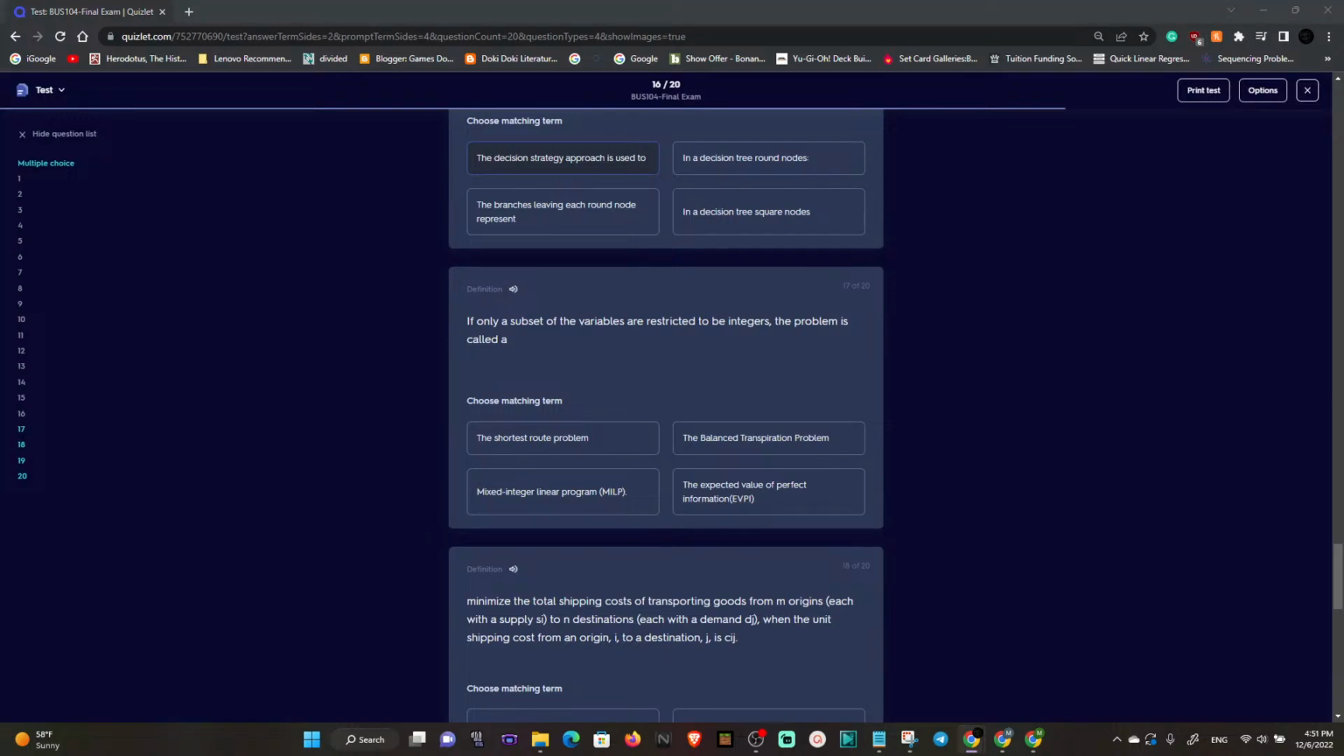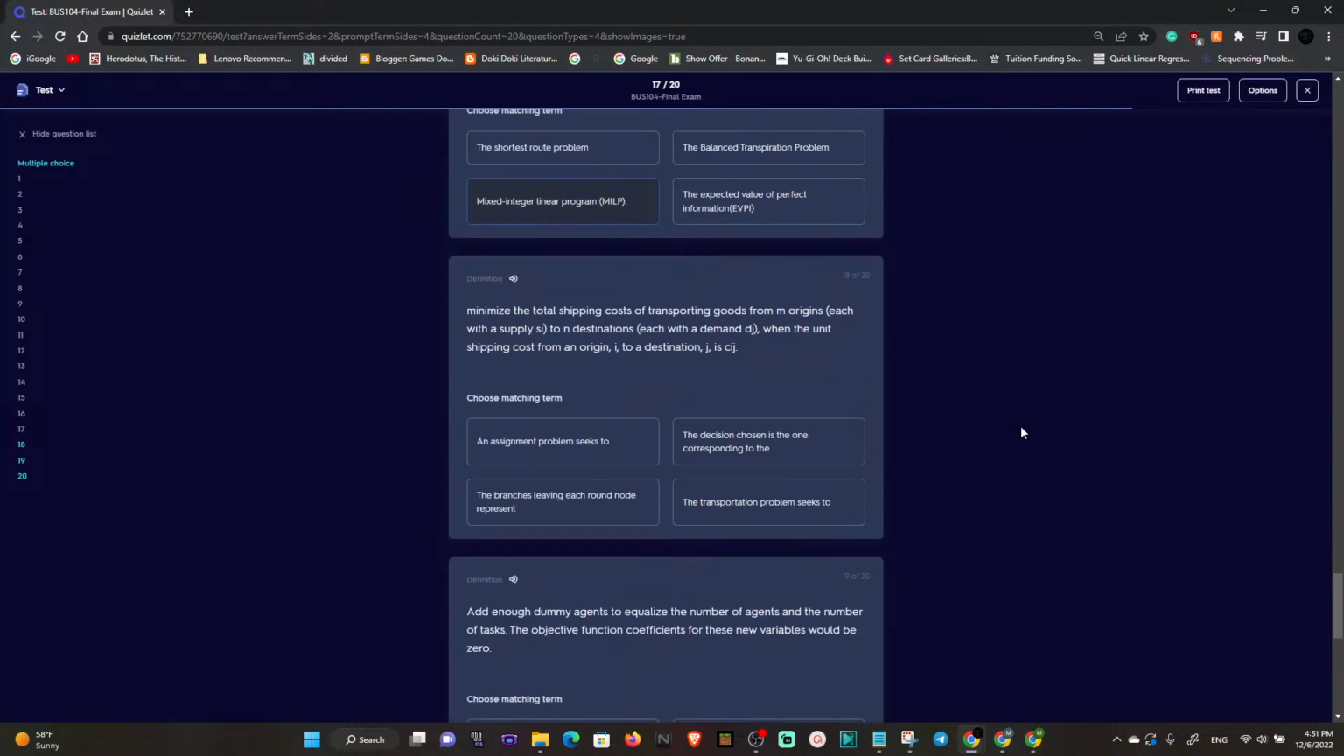Okay, my turn. If only a subset of the variables are restricted to be integers, the problem is called a mixed integer linear program. You're up. Minimize the total shipping cost of transporting goods from M origins to N destinations with unit shipping cost from an origin I to the destination J is Cij. Transportation problem 6-2, D. D. Okay.